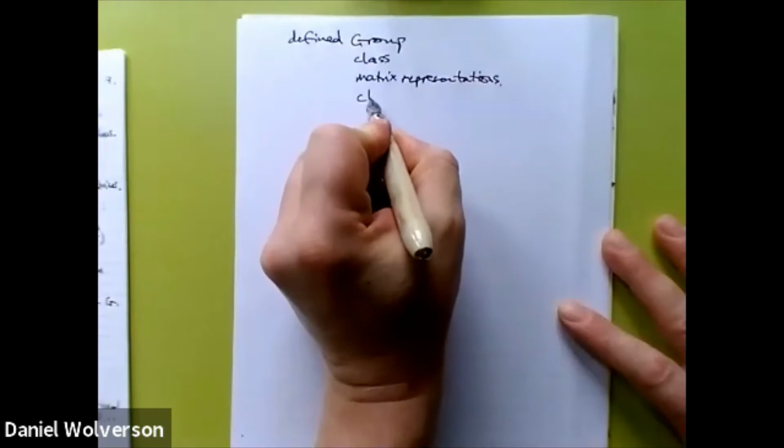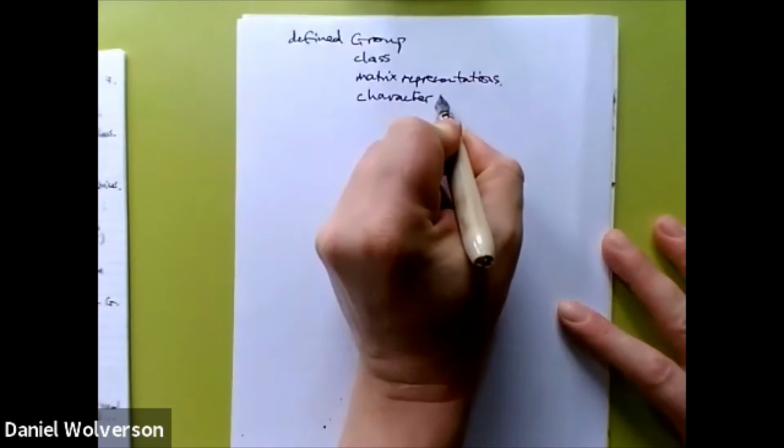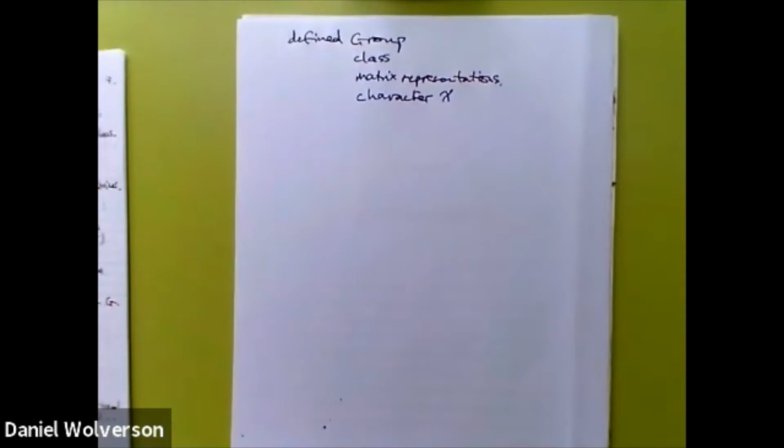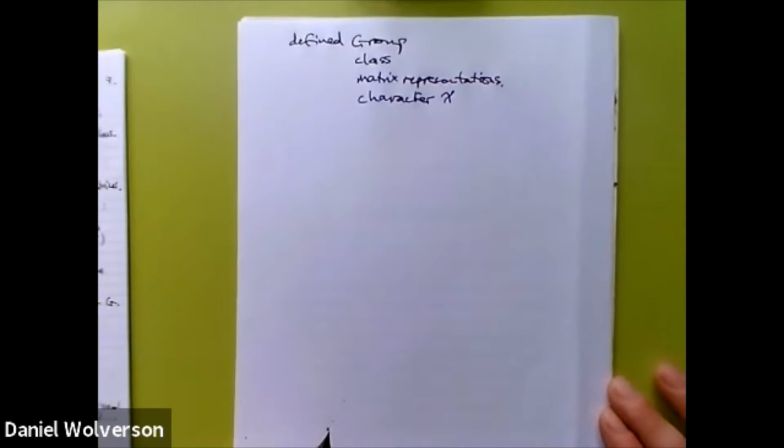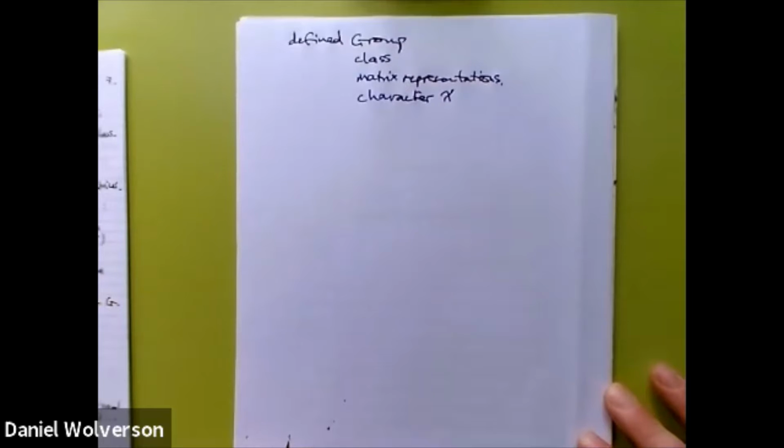We defined character, which was essentially the trace or the sum of the diagonal elements of a matrix representation. And we showed that all the symmetry elements within the same class have the same value of the character. So that's independent of the basis that you chose to write those matrices down. The character is the thing that's preserved. And that can be proved. We're skipping a lot of the proofs because that gets quite mathematical.